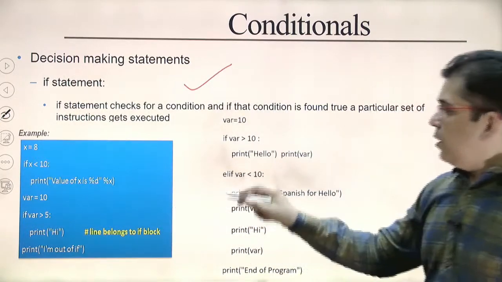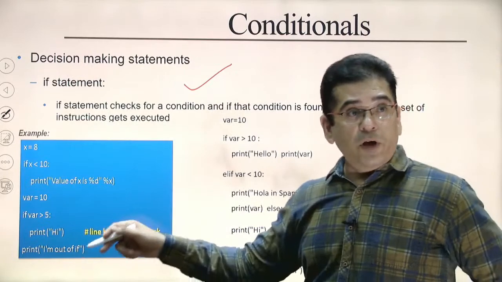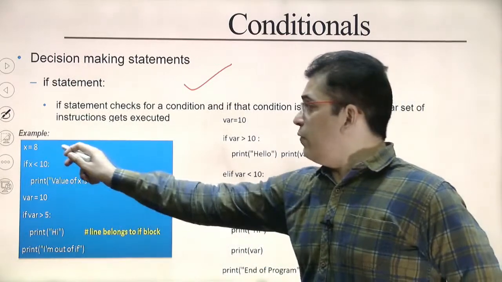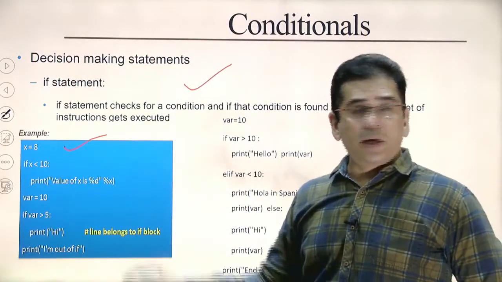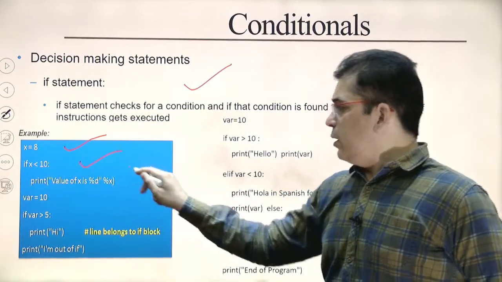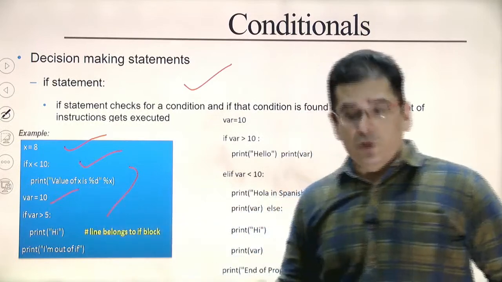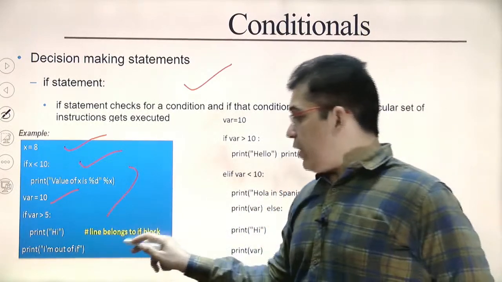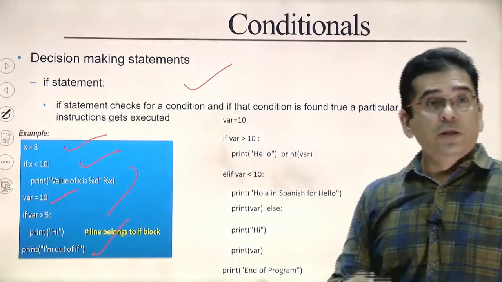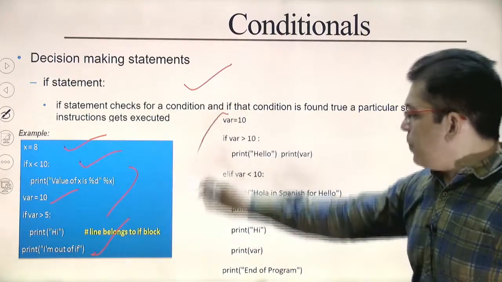This example will show you one more way how to use the if statement. I have declared variable x equal to 8. If the value of x is less than 10, then this block will be executed. Then again I have taken variable value equal to 10. If it is greater than 5, then this will be executed. Simple if elif.